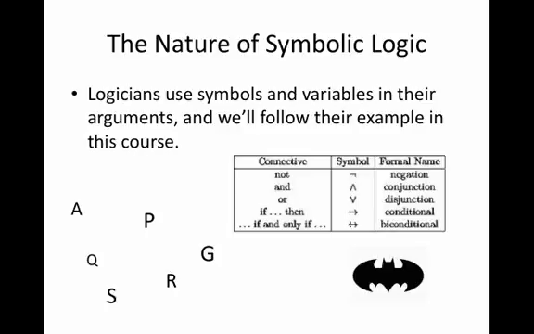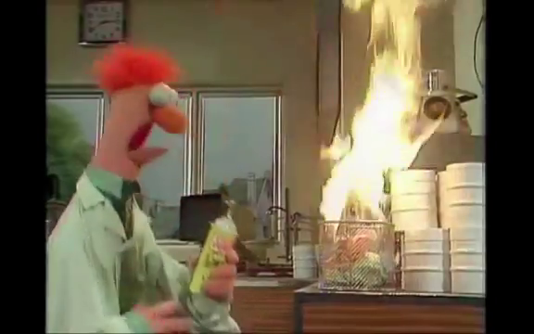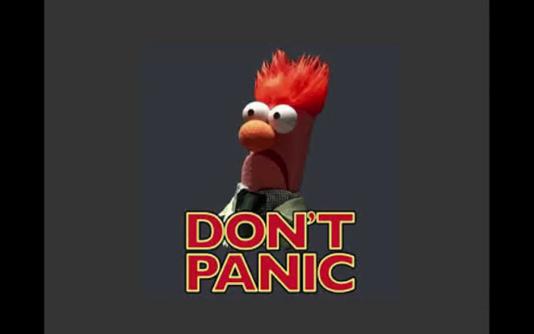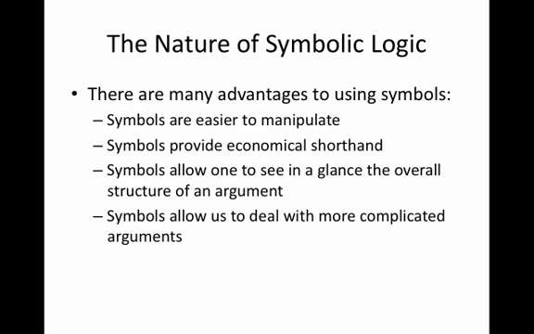Lastly, we need to talk about the usage of symbols in, well, symbolic logic. We're going to be using symbols and variables this semester. Because, well, logicians do it, and we're going to follow their example, and there's a lot of good reasons to do that. We're going to explain these symbols slowly and let them seep into your brain so you can absorb it. Now, don't panic. There are many advantages to using symbols. For one thing, they're easier to manipulate. They provide an economical shorthand. They also allow you to see at a glance the overall structure of an argument. And they allow you to deal with more complicated arguments.